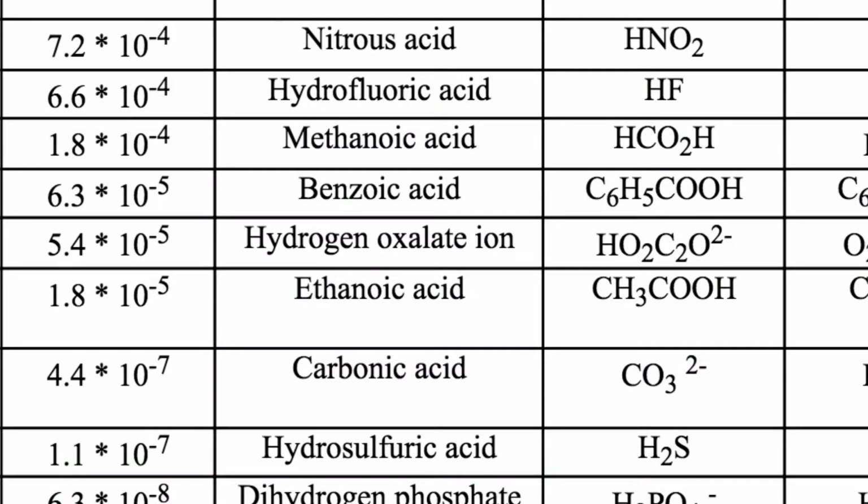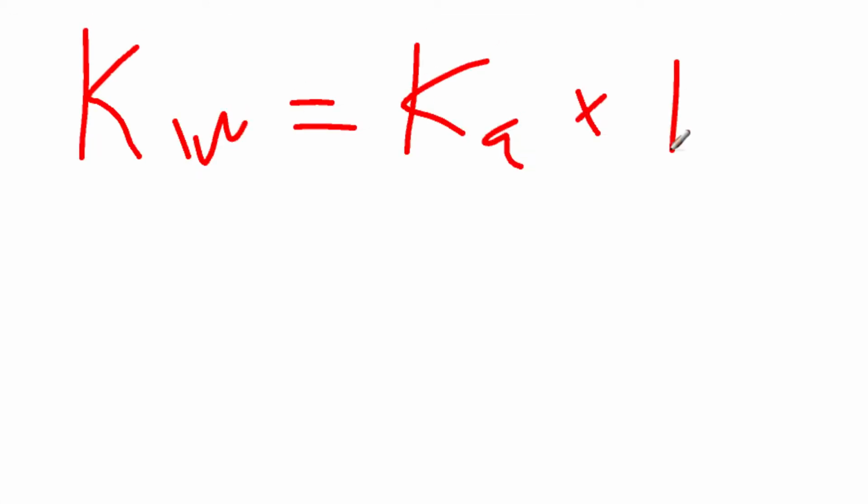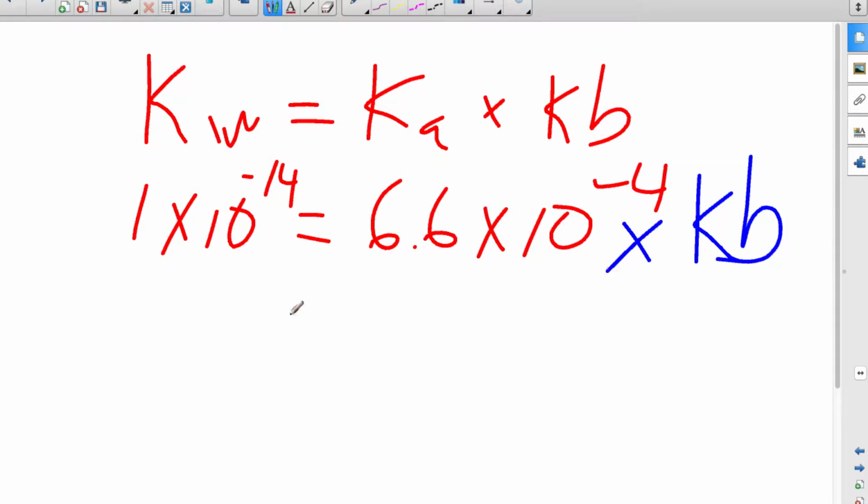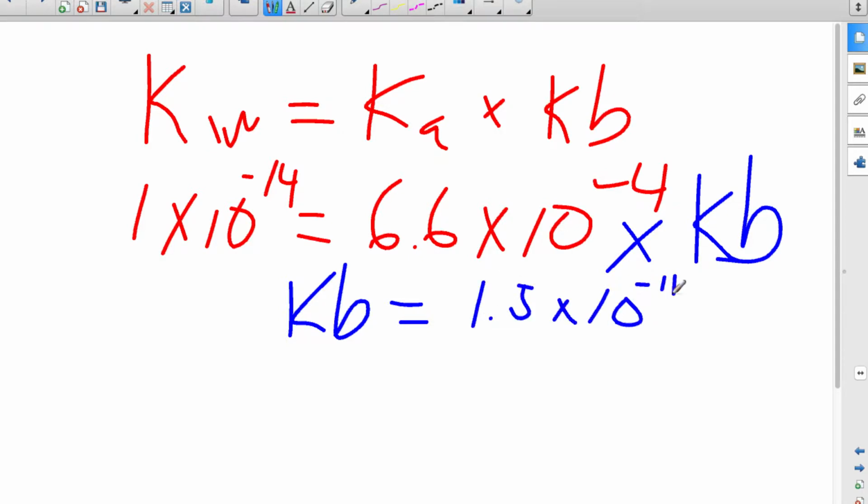Let's look at that one more time. Hydrofluoric acid has a Ka of 6.6 times 10 to the negative fourth. So if it has a Ka of 6.6 times 10 to the negative fourth, then what is its Kb value? Kw is equal to Ka times Kb. When we do the math, we get that the Kb is equal to 1.5 times 10 to the negative 11.